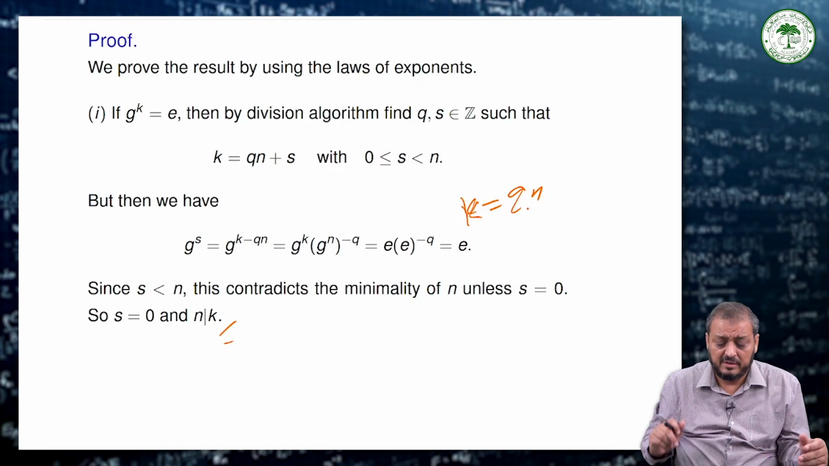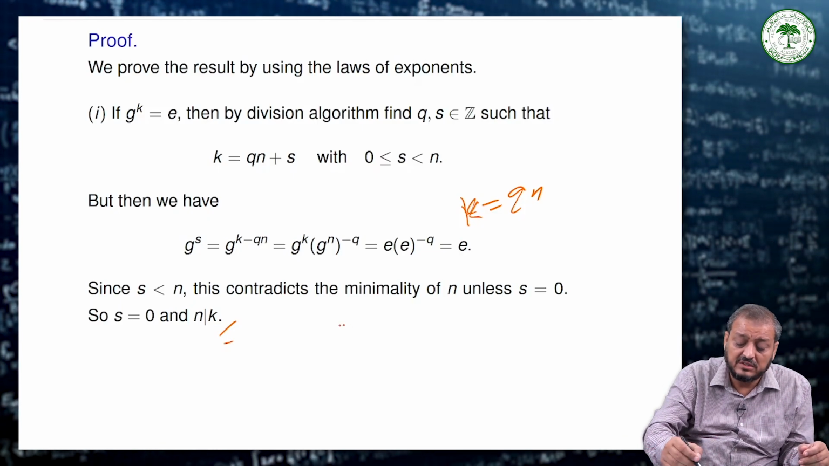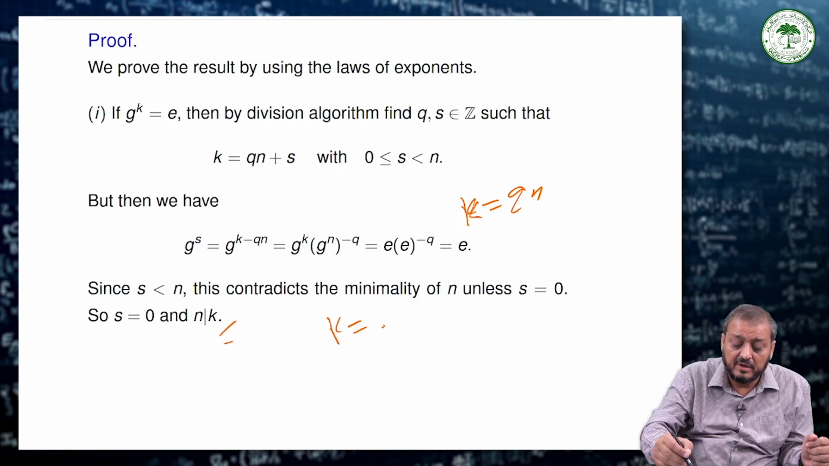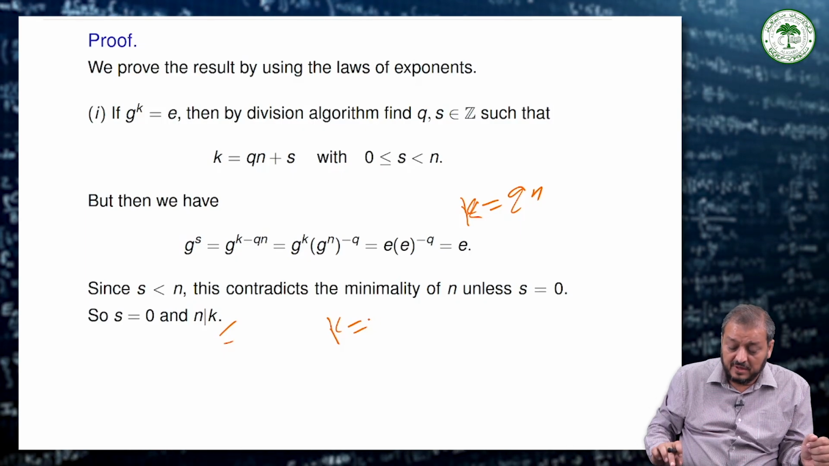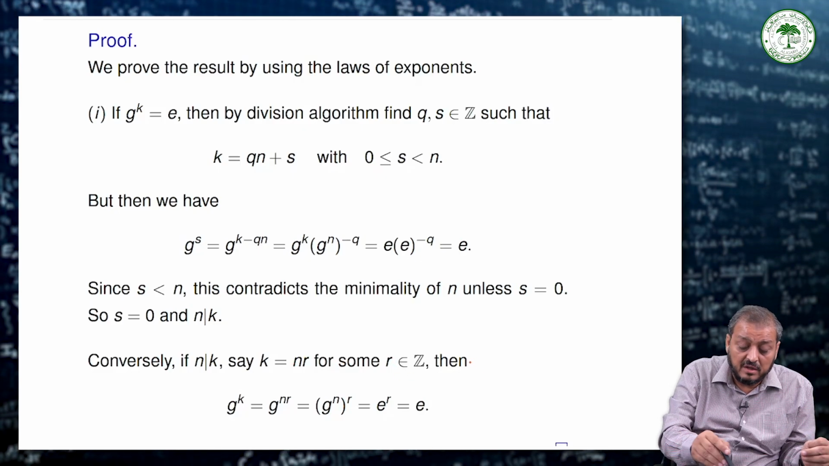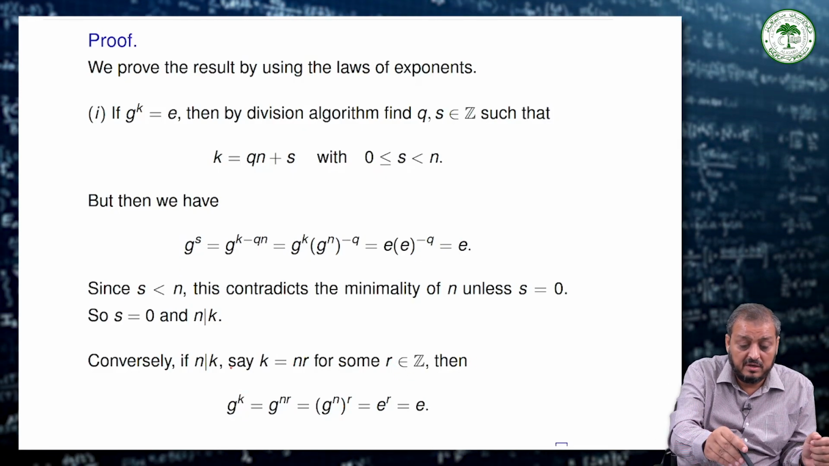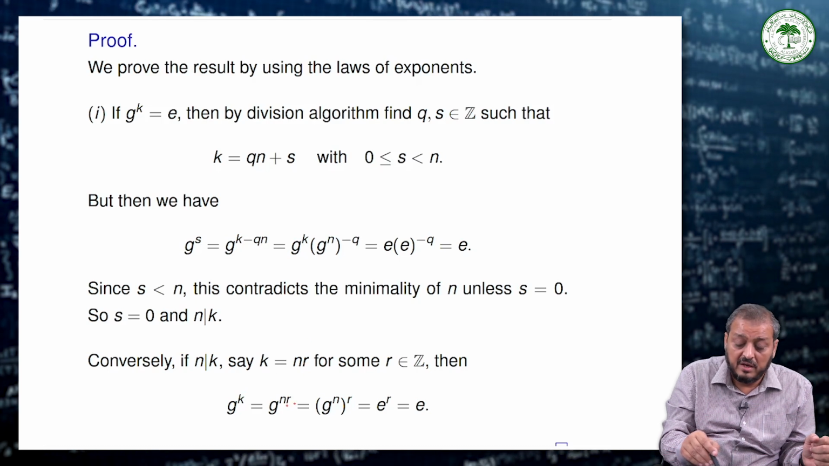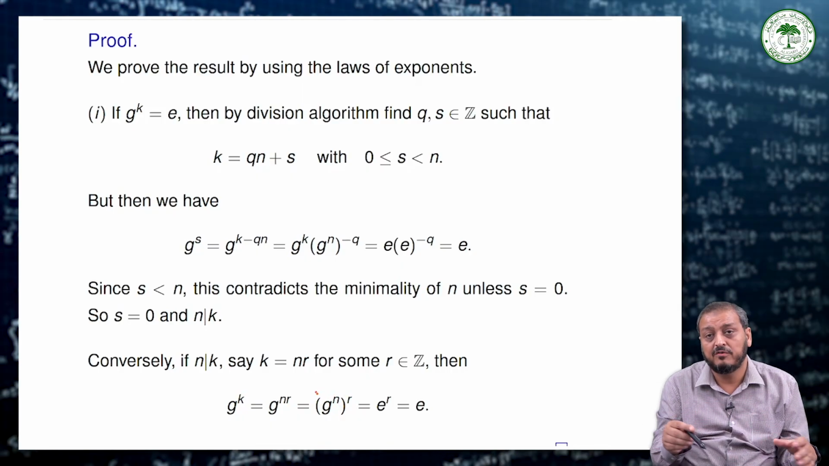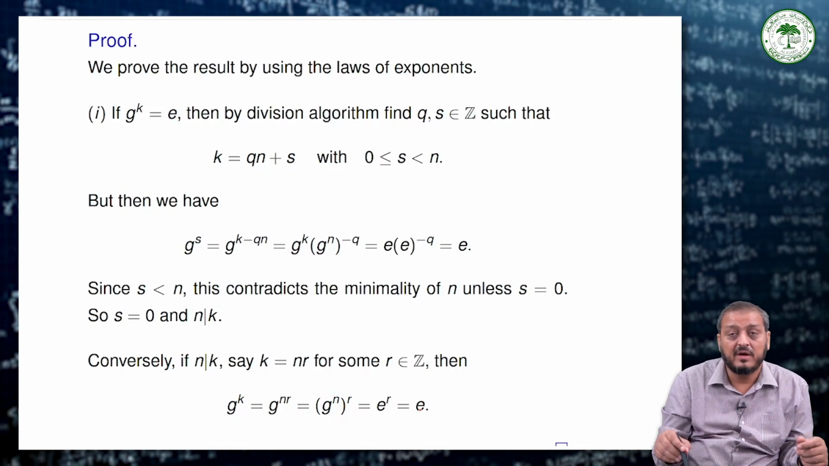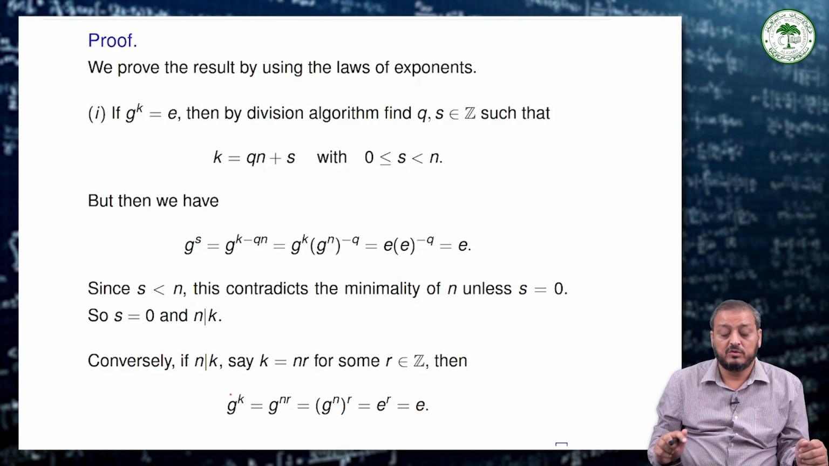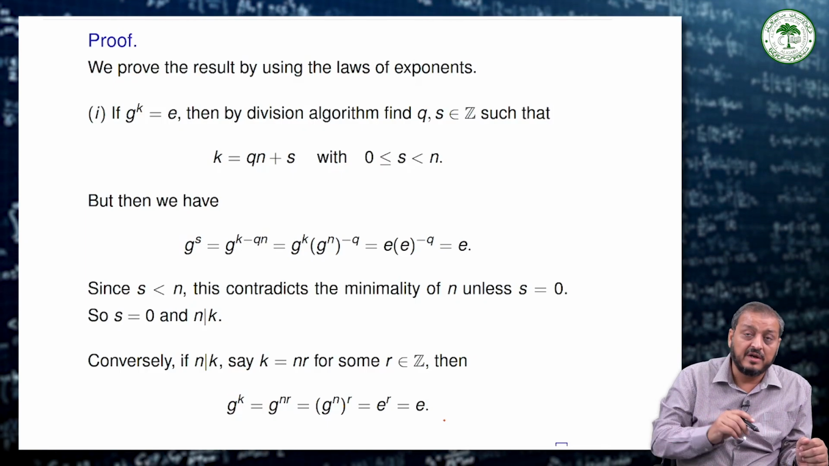We have n divides k, that means k can be written as n into r, where r is an element of Z. So a^k is equal to a^(nr), and this is a^n to the power r. a^n is equal to identity, since the group is finite of order n. So a^r is always identity. So this means ultimately a^k is equal to the identity element.